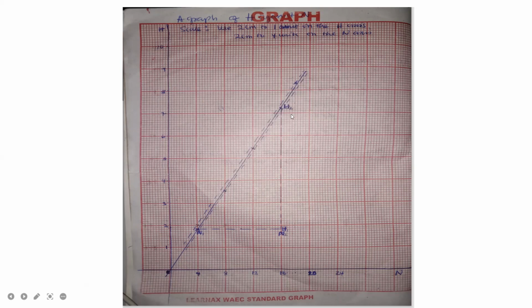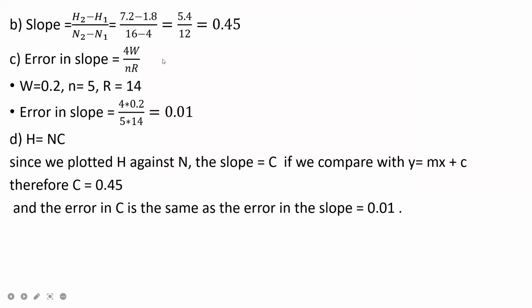So on calculating it, our maximum value for H here is 7.2. Then H1 here is 1.8. N2 here is 16. N1 here is 4. So to calculate our slope, we have 7.2 minus 1.8, which is 5.4, over 16 minus 4, which is 12. On calculating that, we have 0.45 as our value there.